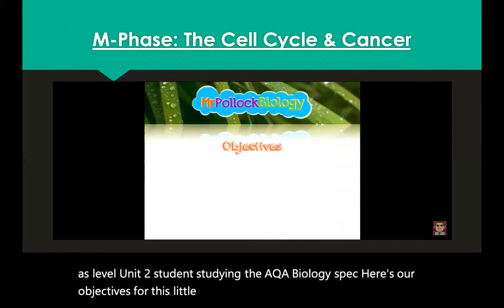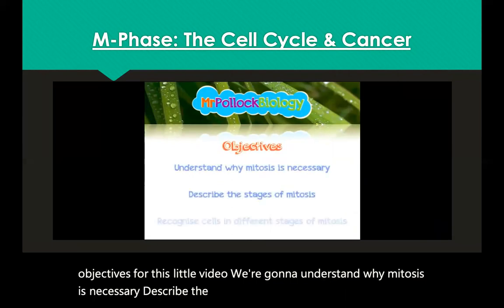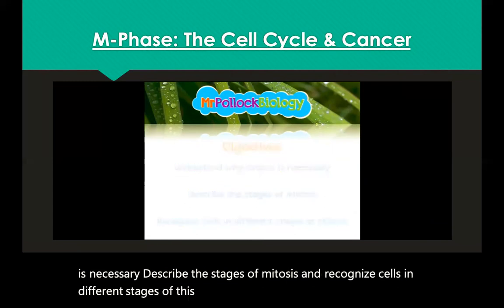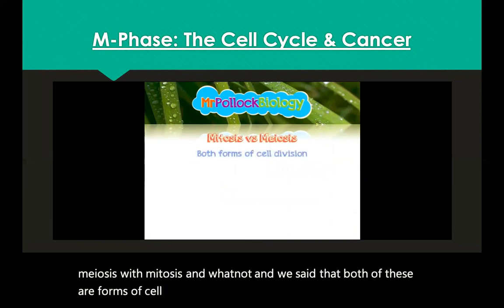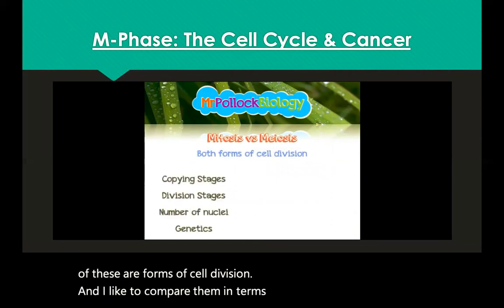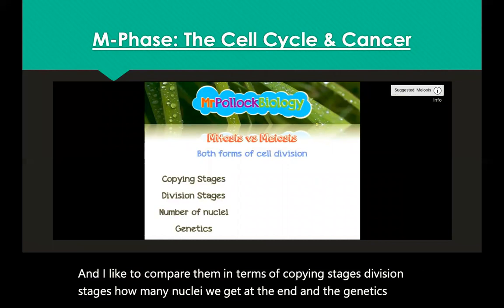We're going to understand why mitosis is necessary, describe the stages of mitosis, and recognize cells in different stages of this process. So in my meiosis video, I compared meiosis with mitosis. And we said that both of these are forms of cell division. And I like to compare them in terms of copying stages, division stages, how many nuclei we get at the end, and the genetics of those nuclei.